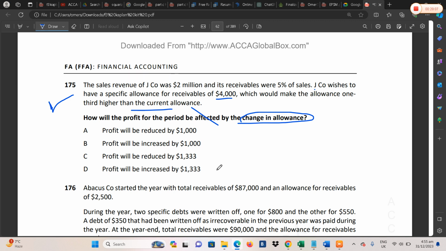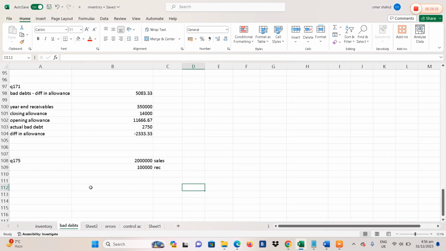Okay. So now what is the current allowance? If this 4,000 is a company wishing to have a specific allowance for a sale of 4,000, which would make the allowance one third higher than the current allowance. This means this 4,000 is one third higher. This means that we need to calculate what was the current allowance. So we calculate it here.